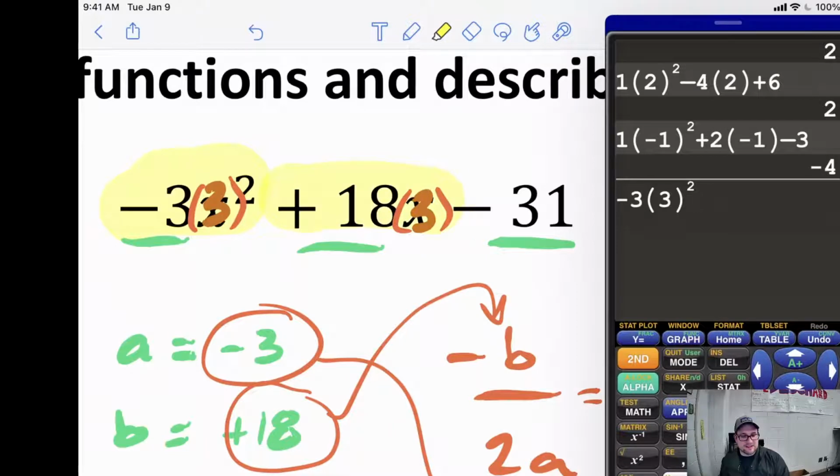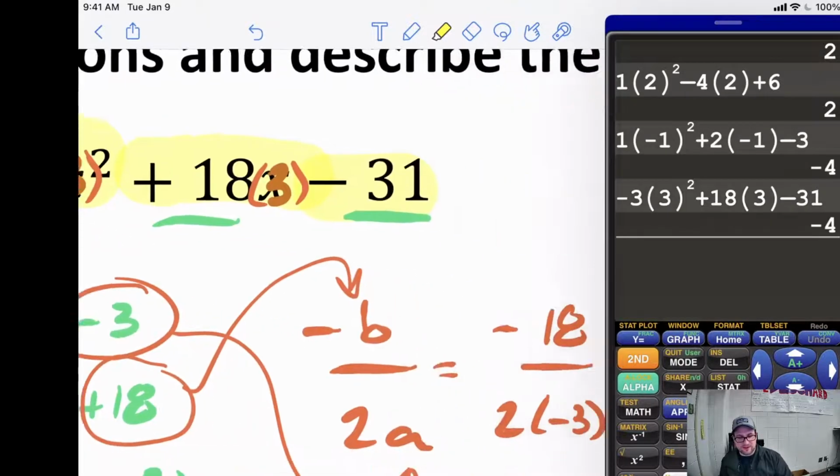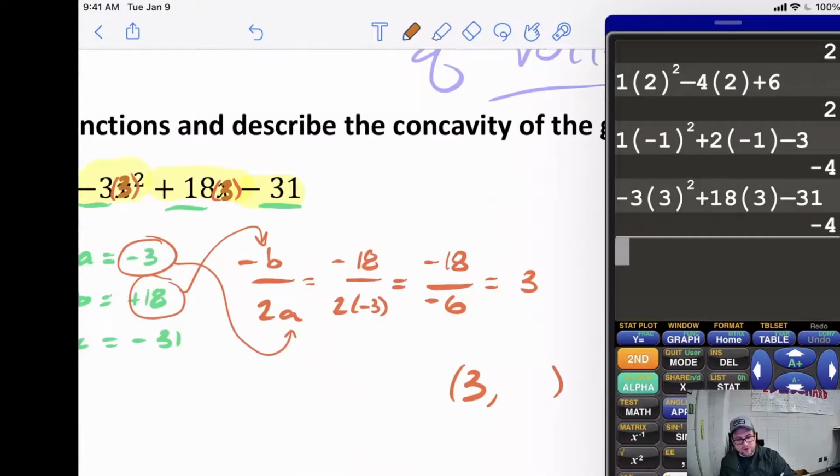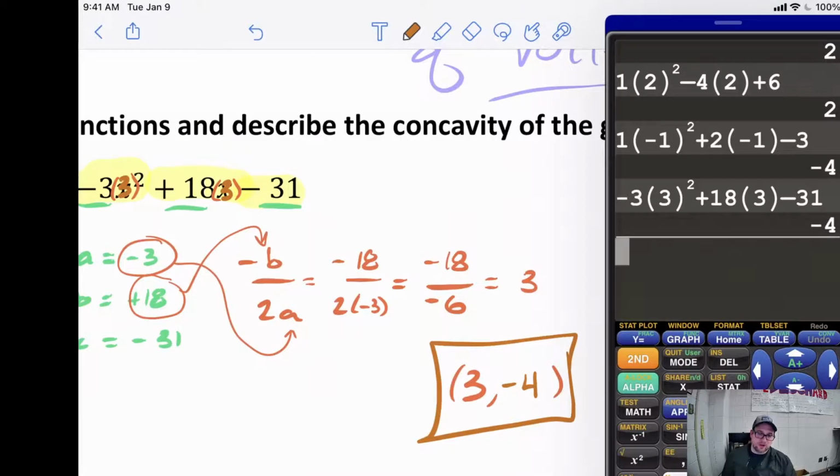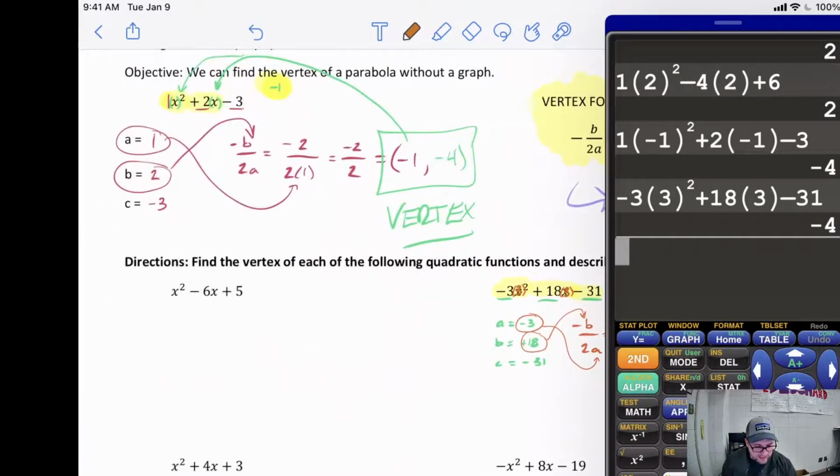Now it's a positive 18 times 3, so plus 18, parenthesis 3. And then we need a minus 31 right there. And when you hit enter, look at that. We get negative 4. So negative 4 is the y-coordinate of that vertex. And we are done. What other problems do we got that look hard?